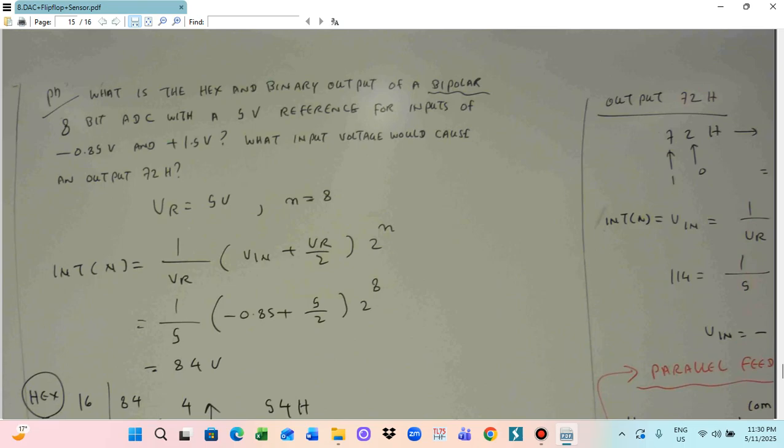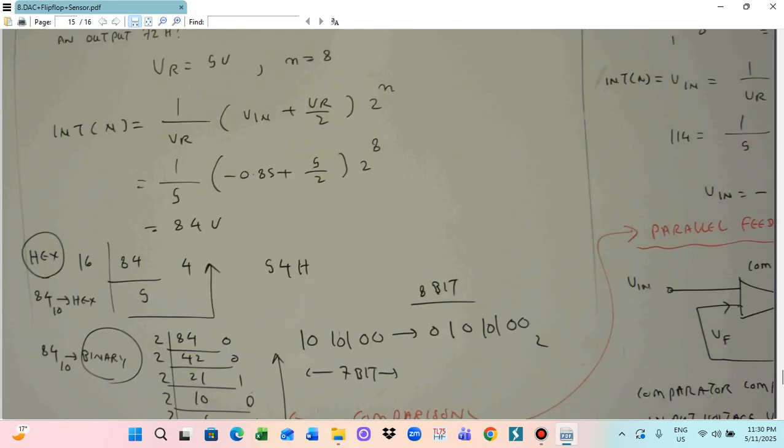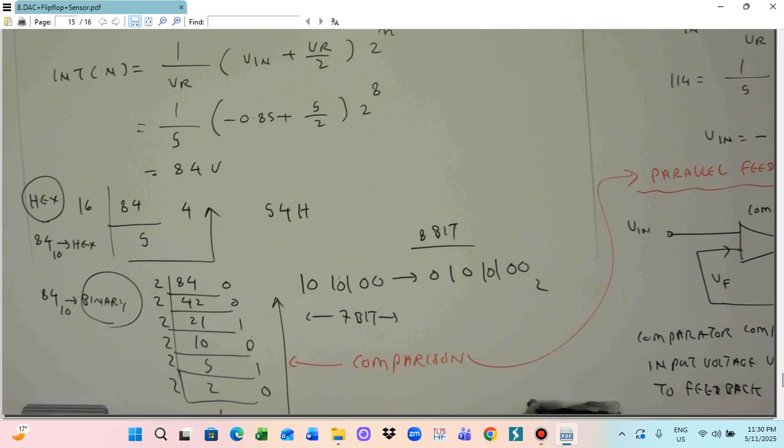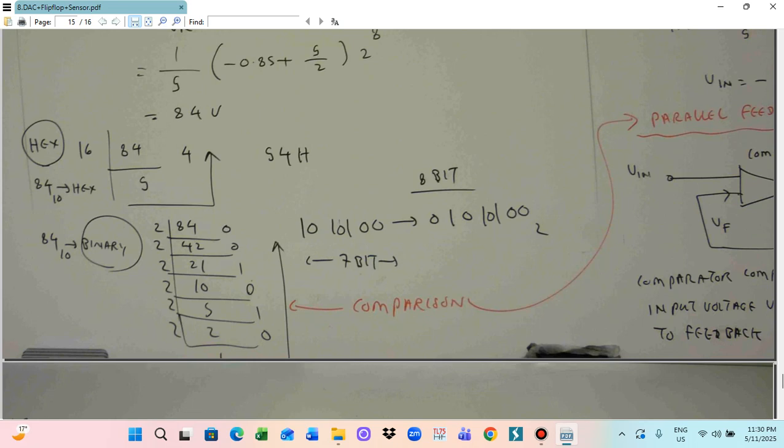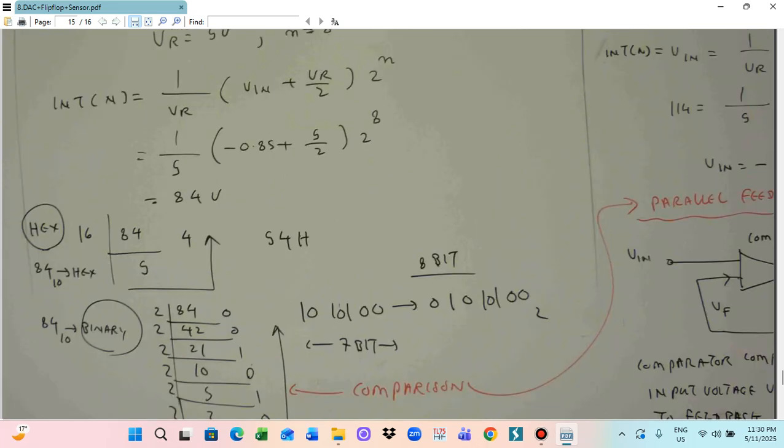And after that, we have to calculate the hexadecimal conversion. So 84 divided by 16 gives 5 and remainder 4, so 54. For the binary, 84 is converted to binary, so you get 1010100. That will be the binary representation. In this case, it will be 01010100, which is 8 bits.